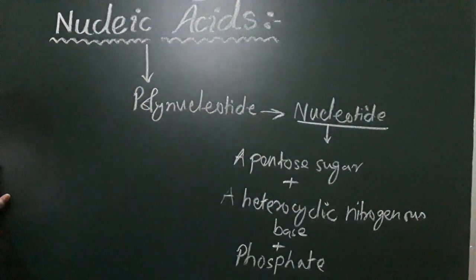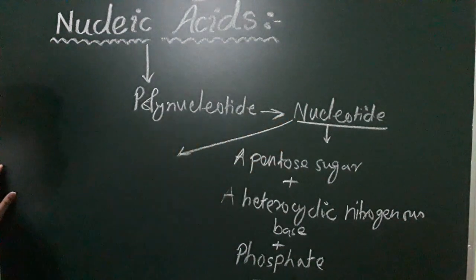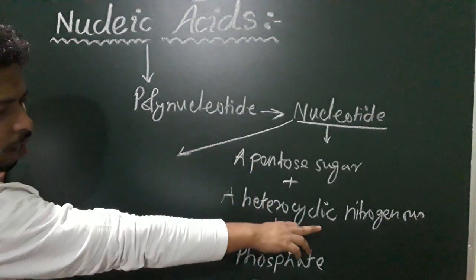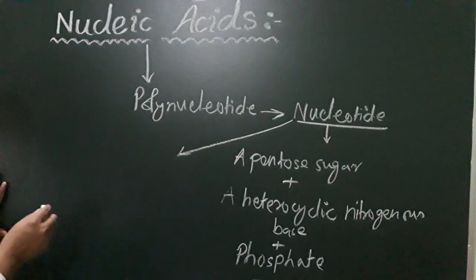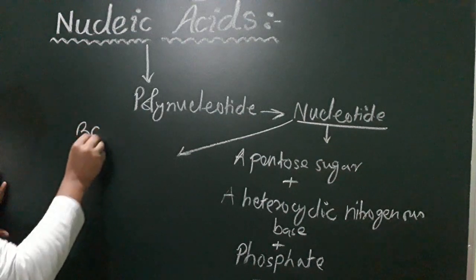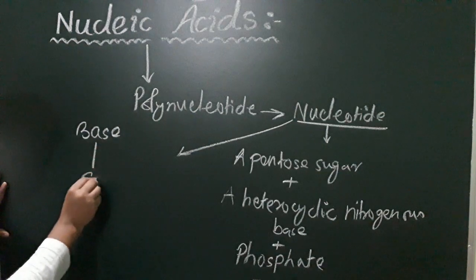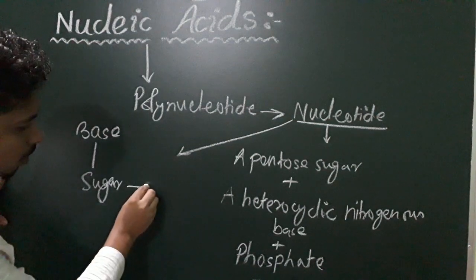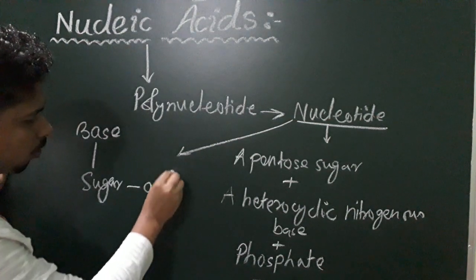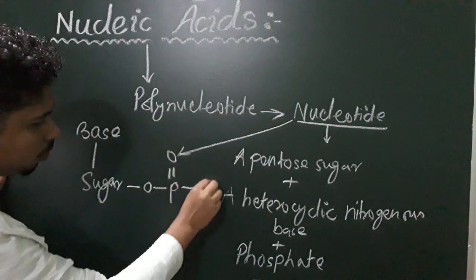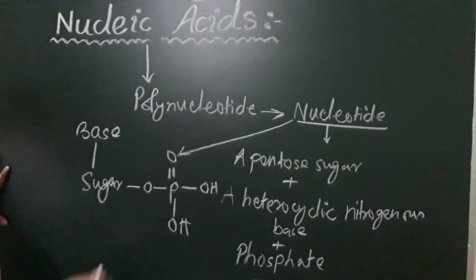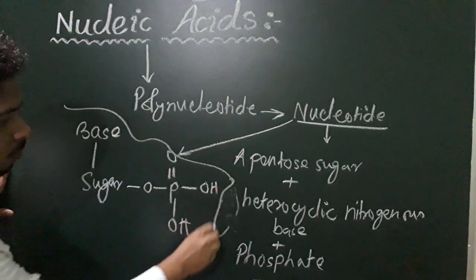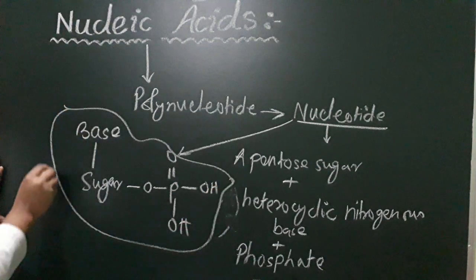Now, how can a nucleotide be represented? It consists of three components: sugar, a heterocyclic nitrogenous base, and a phosphate group. Here we have the base, here we have the sugar, and another one is the phosphate. How can this phosphate group be written? O, P double bond O, O, OH, OH. So this is a representation of a nucleotide unit.